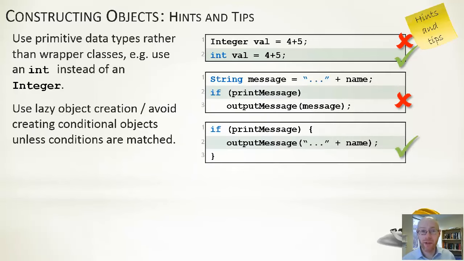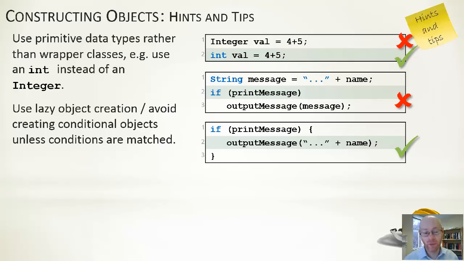Another way to avoid unnecessarily creating objects is to use what's known as lazy object creation, where you only create an object when you know you actually need to use that object. So in the example we see here of the two 3-line ones, the top one, String message is equal to something plus name. In this case, in line 1, we always create that particular object. But line 2 is conditional. So it's only if we want to print a message do we actually bother making use of that string message.